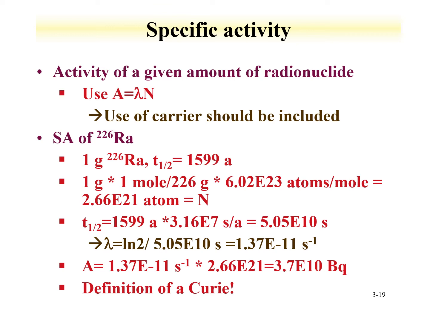So 1 gram of radium-226, the half-life here, we go through the calculation, is equal to 3.7 times 10 to the 10th becquerels. Everything is listed here. And this is the definition of a Curie. This shows the calculations that are done to demonstrate that radium-226 is indeed a Curie. And this is an example of a specific activity where a gram of radium is equal to 3.7 times 10 to the 10th becquerels. And you can imagine doing this for a gram of any isotope you're interested in.